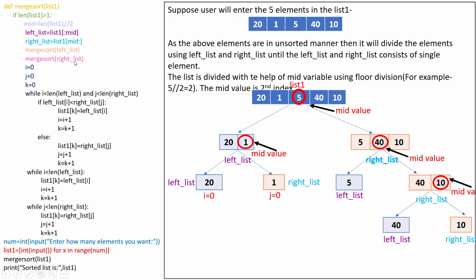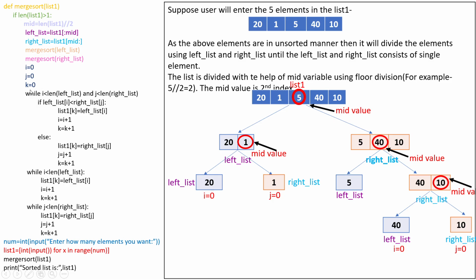Merge sort right list. It will call the function and replace the parameter with the right list. Merge sort right list if length of merge sort right list is greater than 1. Now the right list has length 1, so 1 greater than 1 is false. It will go to the next line. i equals 0, j equals 0, k equals 0. That means i is pointing towards the left list and j is pointing towards the right list. k is initially 0.